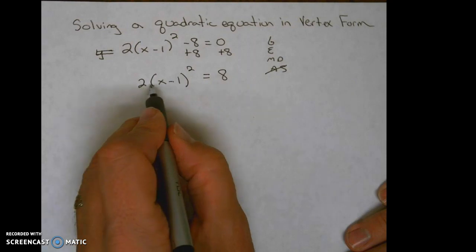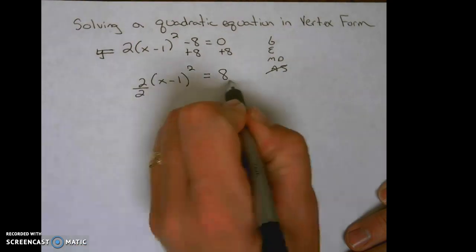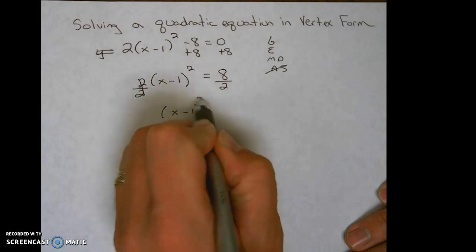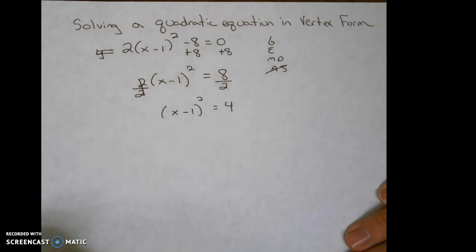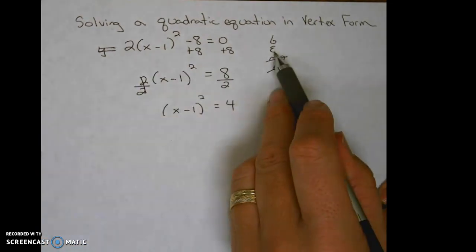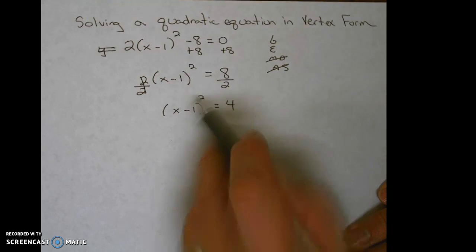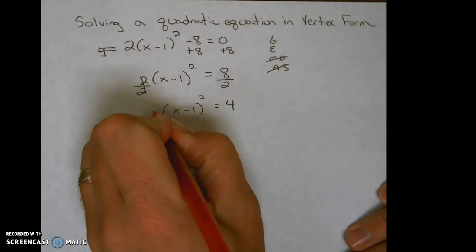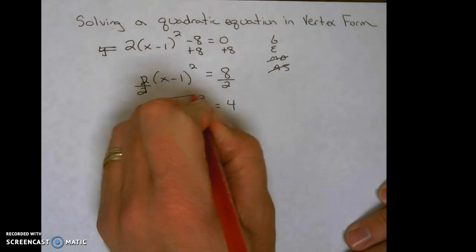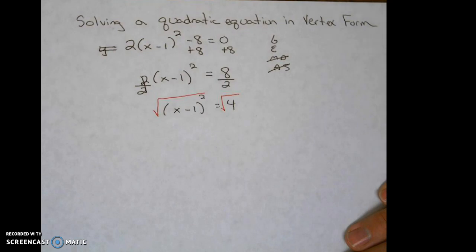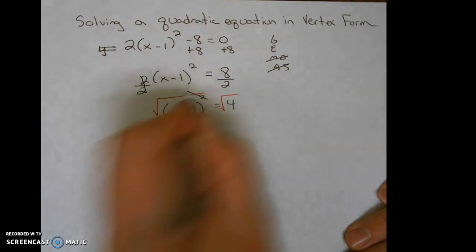We have times 2 in the front. So we're going to divide by 2 on both sides. Okay. Next thing we're going to do is take care of the exponent. So to undo squaring, let me change colors here. The inverse of squaring is to take the square root. They're inverses, so we're going to take the square root on both sides. And so those cancel.